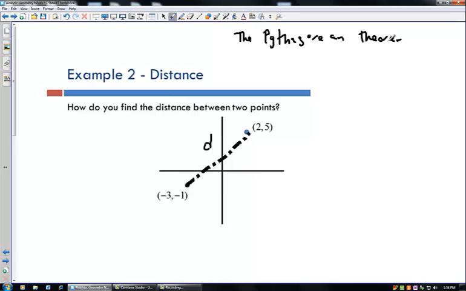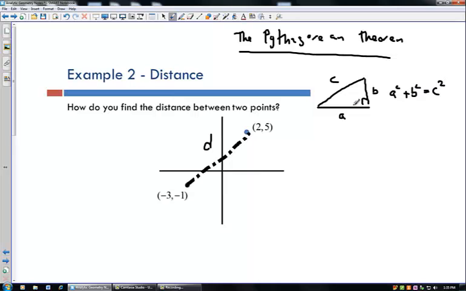And the idea behind the Pythagorean theorem, it says basically if you're given a right triangle, so here's my right triangle, with sides or legs A and B and hypotenuse C, then we know that A squared plus B squared is equal to C squared. And basically, if I know A and B, then I can solve for C by taking the square root of both sides. So C is equal to the square root of A squared plus B squared.